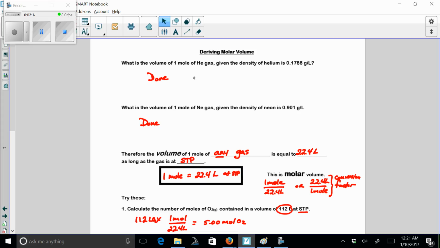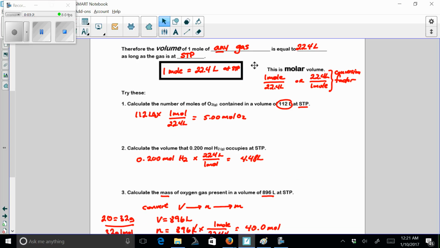All right, so this is the note that you have already in your workbook. You can see here that we've already done the first few examples. I believe this is workbook 124. All we have to do is complete the middle of the note here. The volume of 1 mole of any gas is equal to 22.4 liters as long as it's at STP. And then I can use this little conversion factor in any kind of conversion that I have. So let's look at a couple of examples.